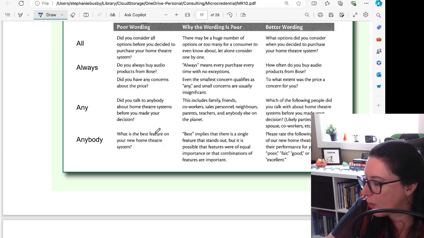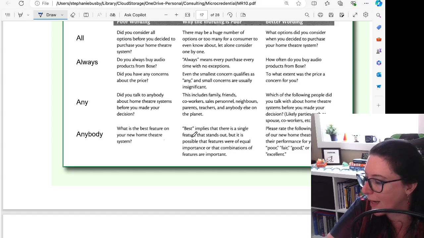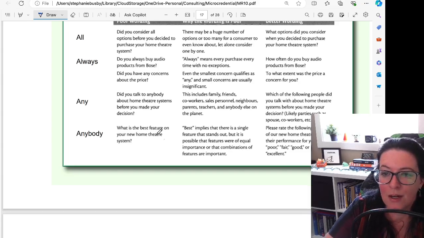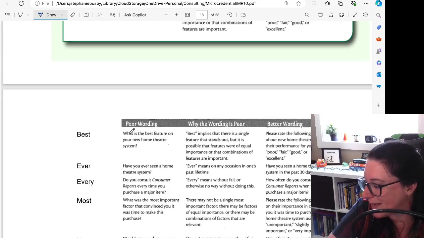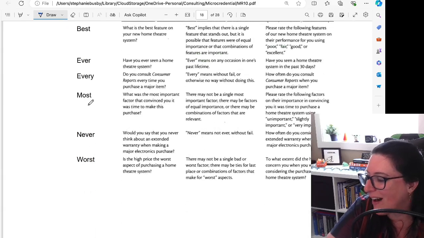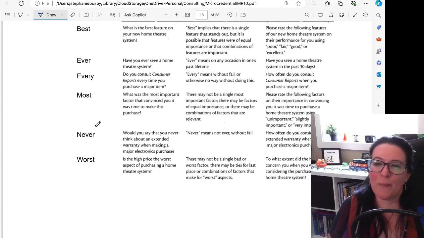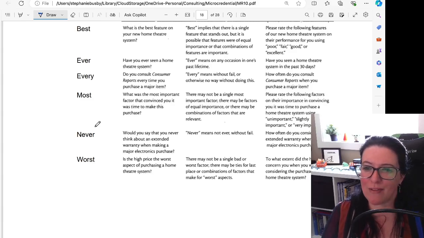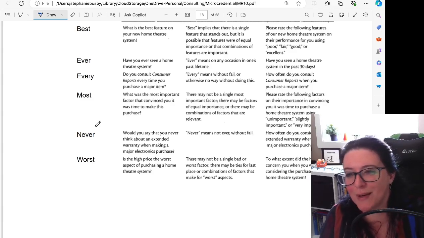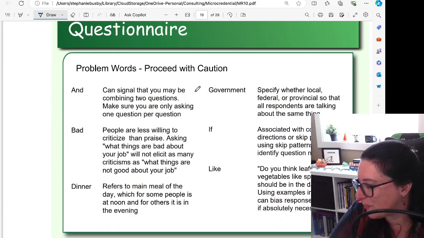And this one here is, what's the best feature on your new home theater system? Things like best are problematic wording. Okay, but best, ever, every, most, never, worst. Again, when we have extreme language, then, is something never the absolute worst? There's always something else. And so you want to avoid some of that extreme language.